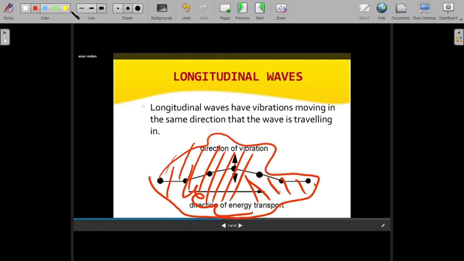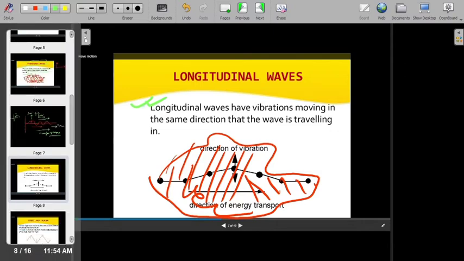Okay, so what are longitudinal waves? The longitudinal waves have the vibration moving in the same direction that the waves are traveling. So one second, let me show you the picture here.